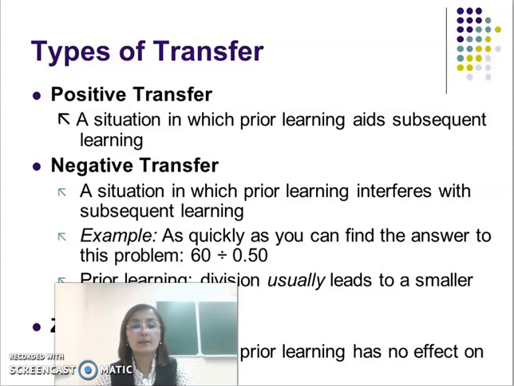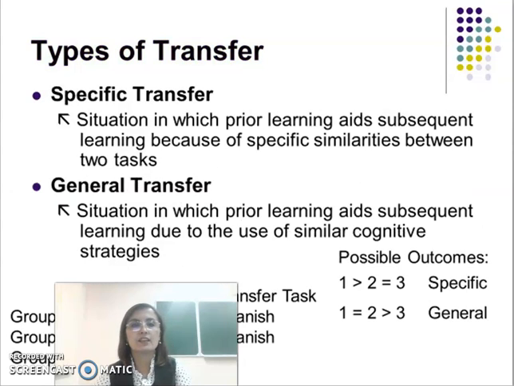Example: as quickly as you can, find the answer to this problem. 60 divided by 0.50. Prior learning of division usually leads to a smaller number. Zero transfer, a situation in which prior learning has no effect on new learning. Specific transfer, a situation in which prior learning aids subsequent learning because of specific similarities between two tasks. General transfer, a situation in which prior learning aids subsequent learning due to the use of similar cognitive strategies.